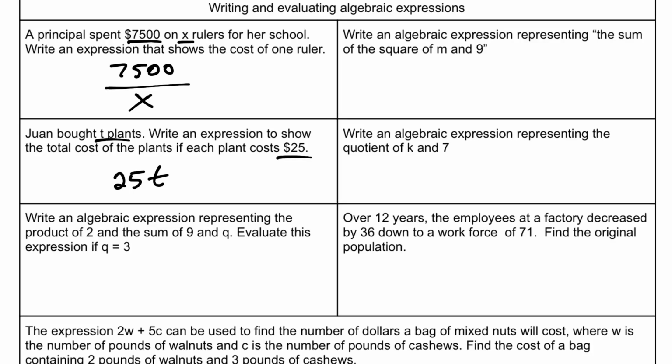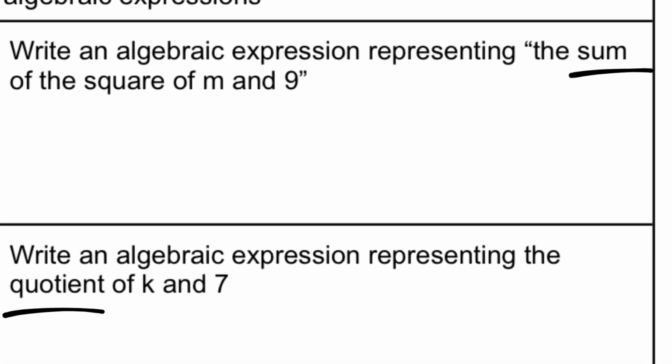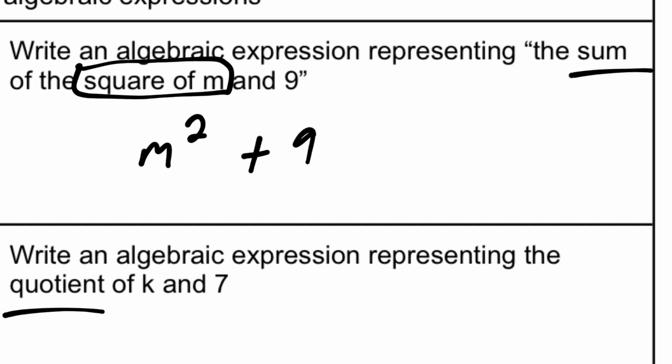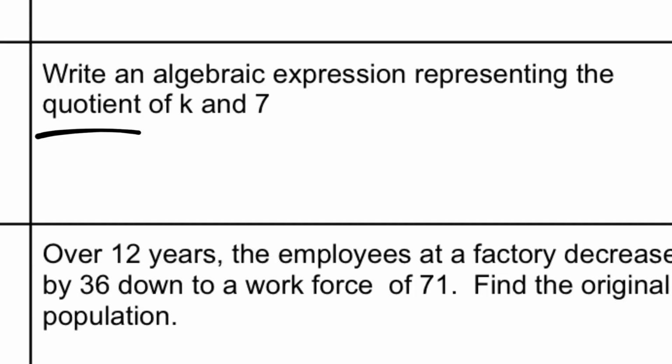The next section has to do with words like sum and quotient and product. So sum means you're adding things together, product means you're multiplying, and quotient means you're dividing. So here, if we're saying the sum of the square of m and 9, that's just m squared plus 9. If you're looking at the quotient of k and 7, that's k divided by 7.